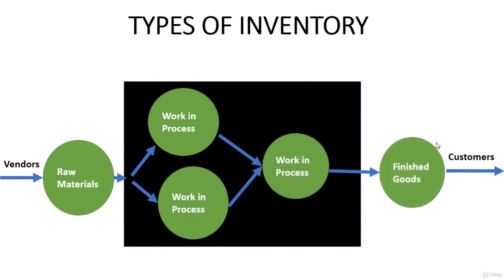If you look at this diagram, you can easily understand the types of inventory. First, we get the raw material from the vendor and we do some work in process. After that, we get the finished goods, then we sell to the customers. So the raw material, work in process and finished goods are the types of inventory.